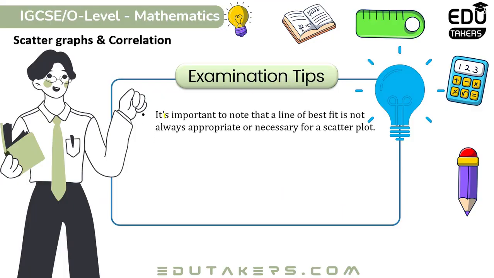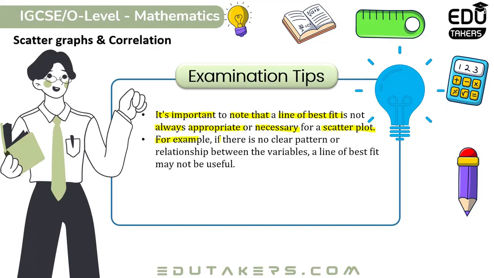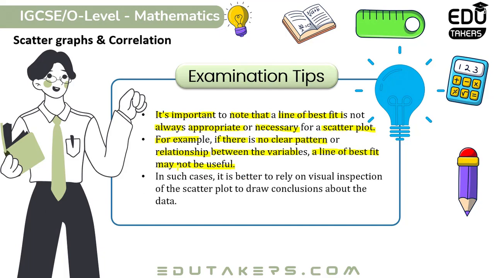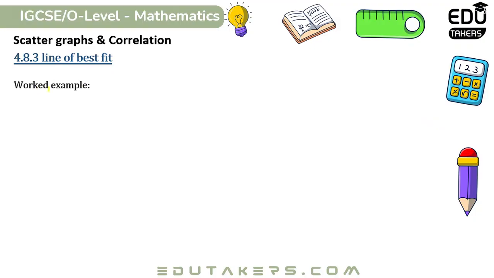Examination tips. It's important to note that a line of best fit is not always appropriate or necessary for a scatter plot. For example, if there is no clear pattern or relationship between the variables, a line of best fit may not be useful. In such cases, it is better to rely on visual inspection of the scatter plot to draw conclusions about the data.